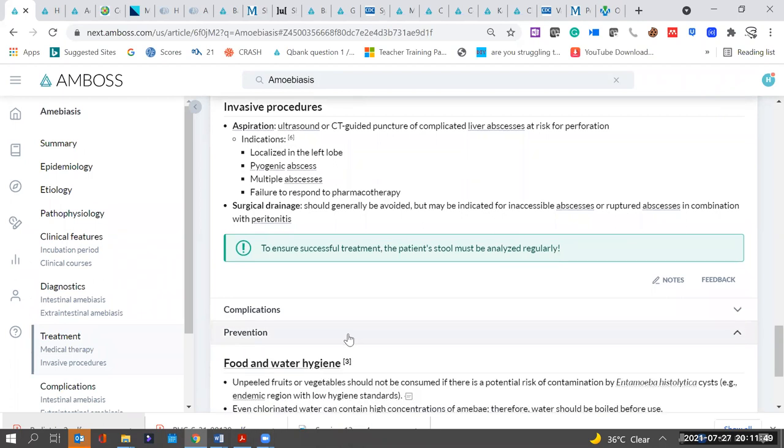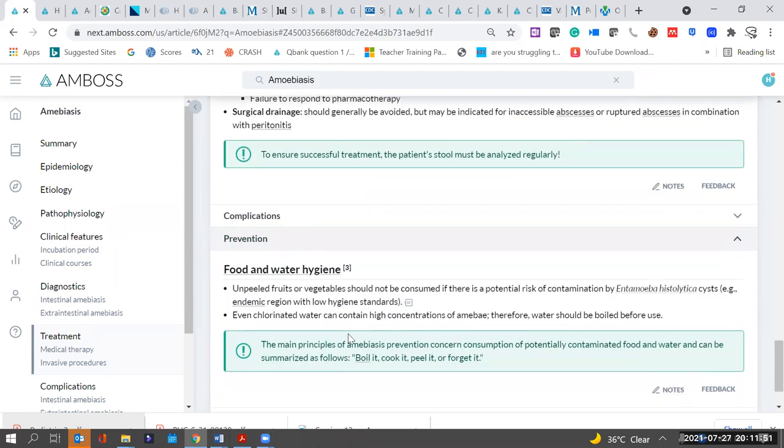How can we prevent amoebiasis? We can ask the patient to maintain oral hygiene, personal hygiene, and food and water hygiene, and to avoid unpeeled foods or vegetables. That's why it's very common. They usually ask what you will advise for travelers who are going to get travelers' diarrhea. We'll always advise them to go for boiled water.